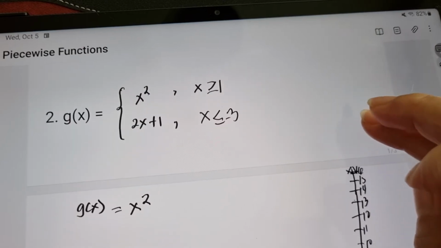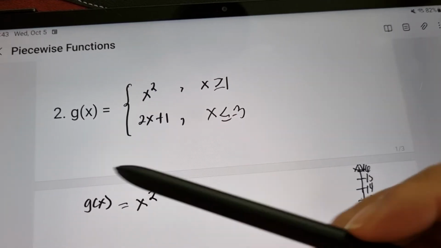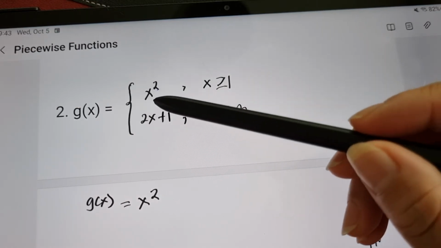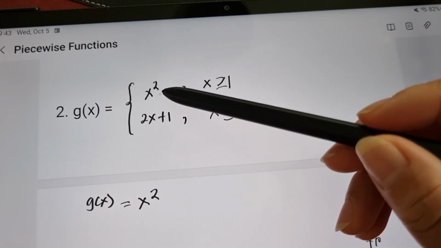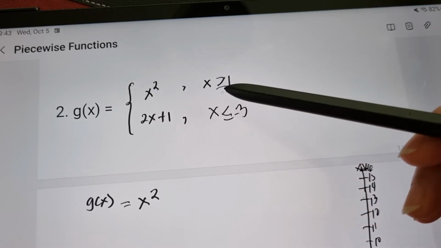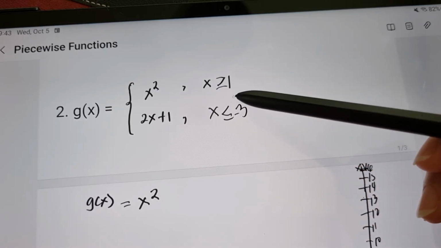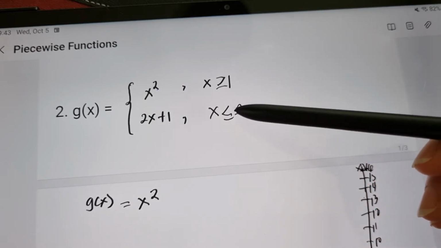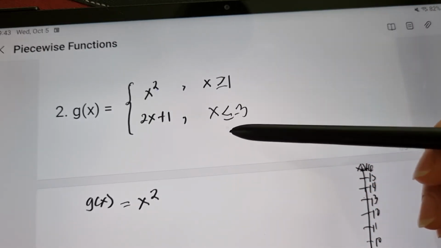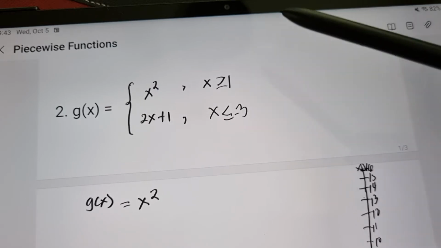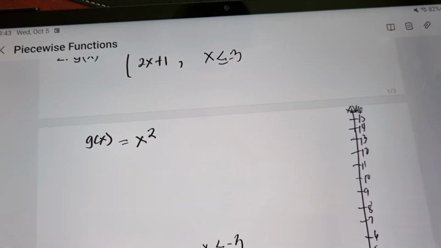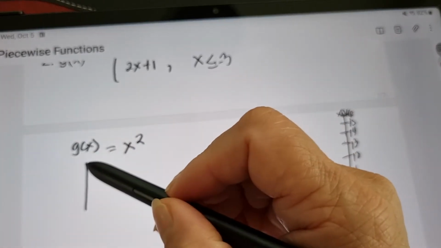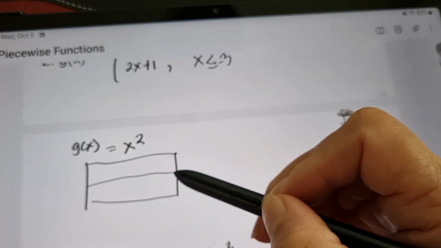Sa number 2 natin dito, ang name ng function natin ay g of x. Again, meron tayong 2 functions here. But yung isa nating function ay quadratic function because the exponent is 2. X is greater than or equal to 1, ang restriction natin. And then, 2x plus 1 at ang restriction naman natin, x is less than or equal to negative 3.